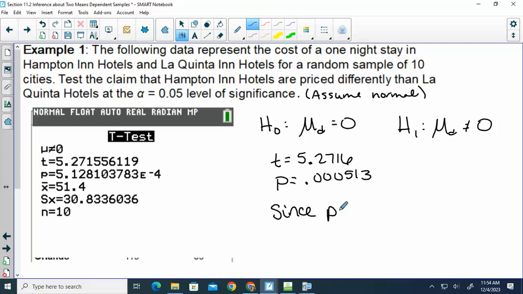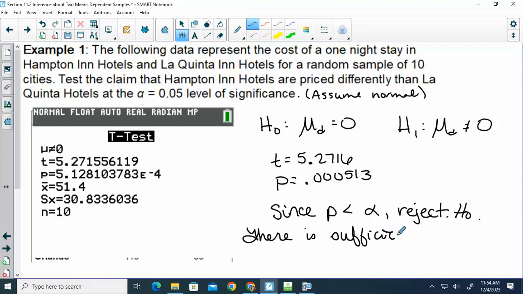Since p is smaller than alpha, that tells us to reject. If the null hypothesis is true, there is less than a 0.05% chance of getting that outcome, which is very, very unlikely. So we could say there is sufficient evidence to conclude the hotels are priced differently.